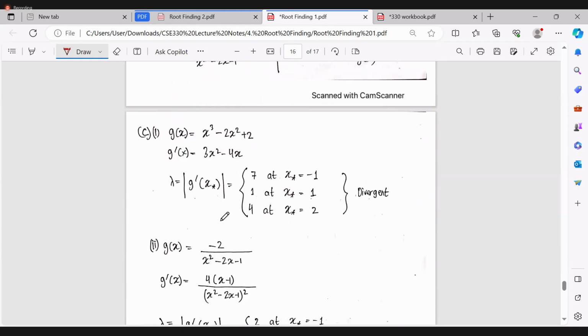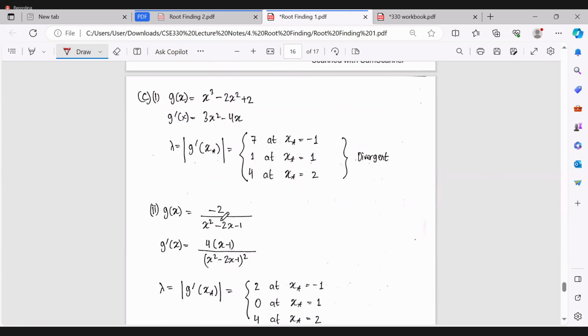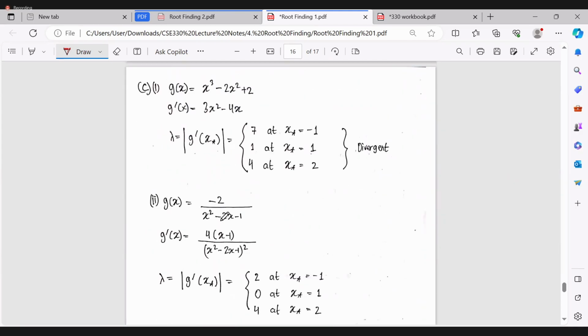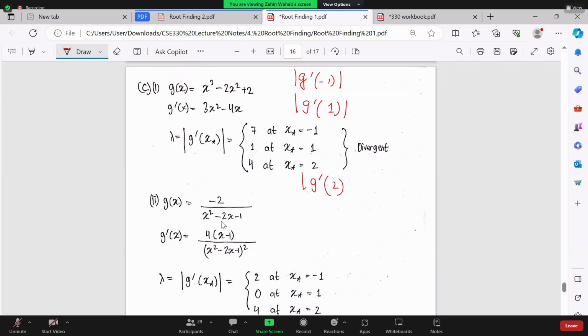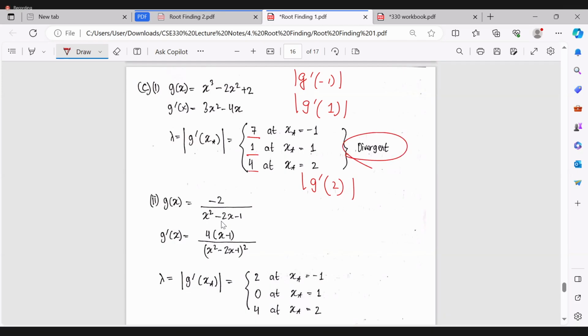Now you need to test the convergence rate here. So this is the first form, that is g of x equals this. This is g prime, and there are 3 roots. Remember, there are 3 roots. So you need to check g prime of -1 once. You need to check g prime of 1, and then you need to check g prime of 2. Whenever you're checking this value, let's see that these all are not less than 1. So these are all divergent.